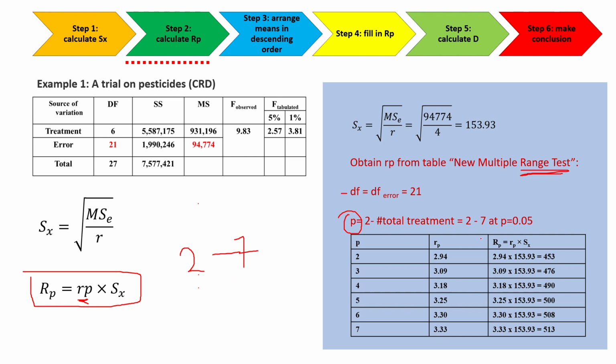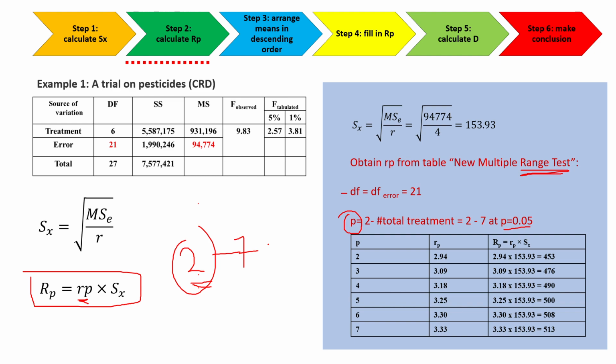For the range that you can refer to for your Duncan's new multiple range test, there's no range number 1. So you always start with 2. The lowest number is always 2. So the range will always be 2 to the max, the number of treatment groups that is given in the exercise or in the case study. So for this one, it is 2 to 7 at a p-value of 0.05.